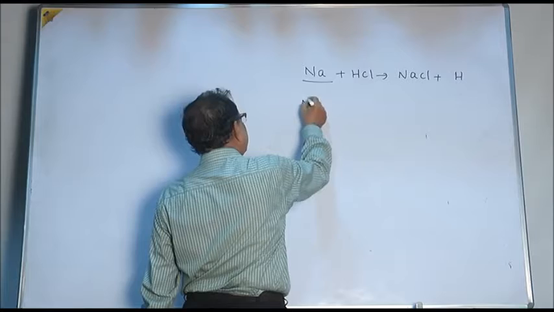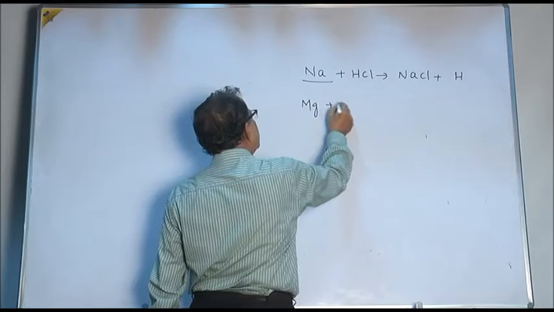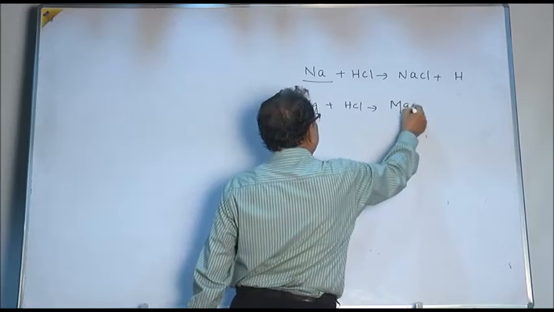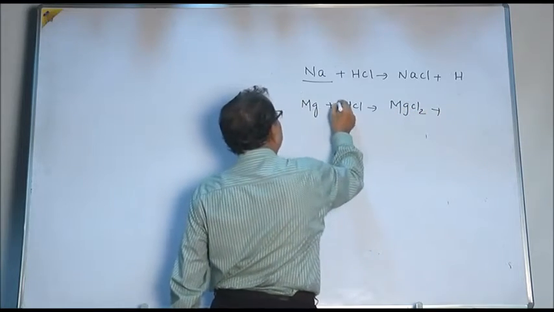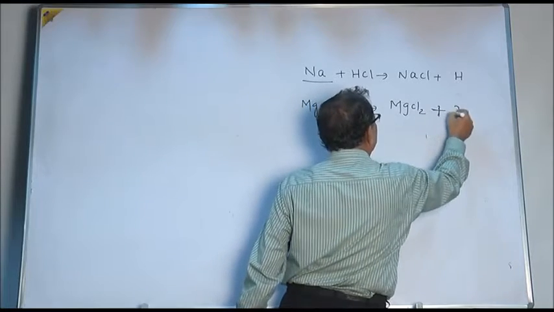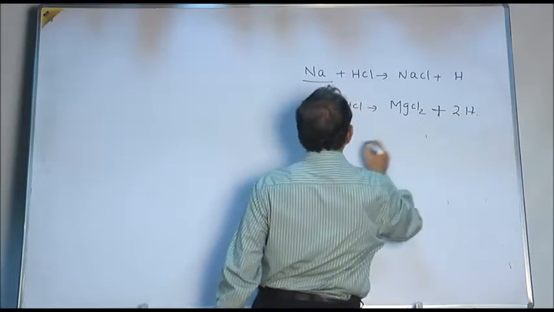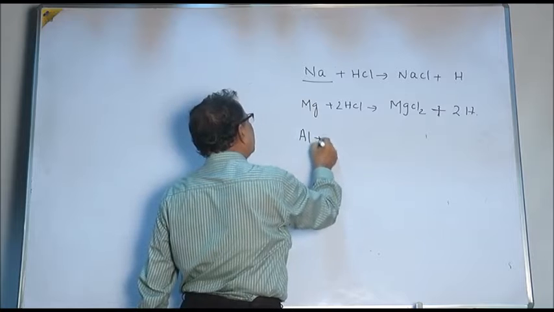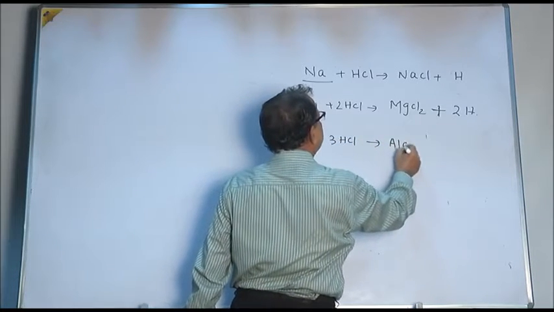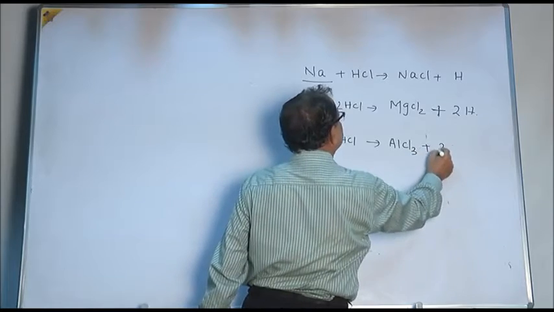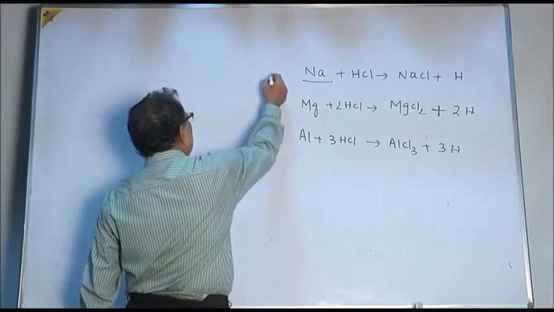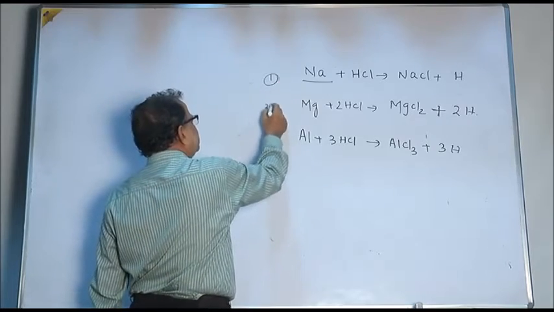Magnesium plus HCl. In a simple way, I will discuss equivalent mass. It gives 2 H, one magnesium replaces 2 H. Aluminum plus 3 HCl gives AlCl3 plus 3 H. How can we find out the equivalent mass? First, the numbers 1, 2, 3.